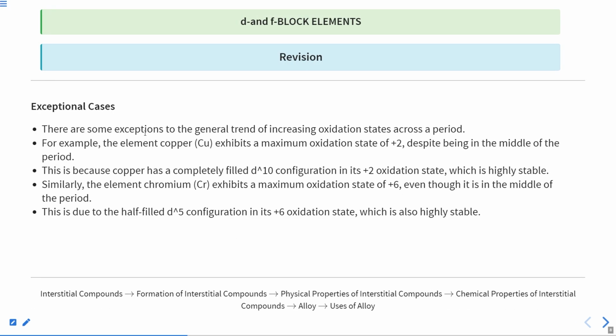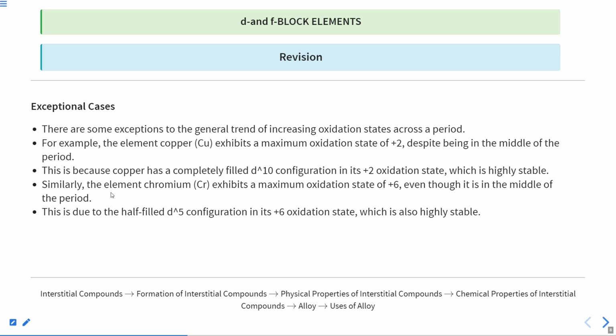Now, there are some exceptions to the general trend of increasing oxidation state across a period. For example, we have the exception of copper, which exhibits a maximum oxidation state of +2 despite being in the middle of the period. Okay, so in case of copper, although it is present in the middle, it does not show a high maximum oxidation state. It can show only the +2 oxidation state. And why is it so? Of course, it is due to the d10 configuration in its +2 oxidation state.